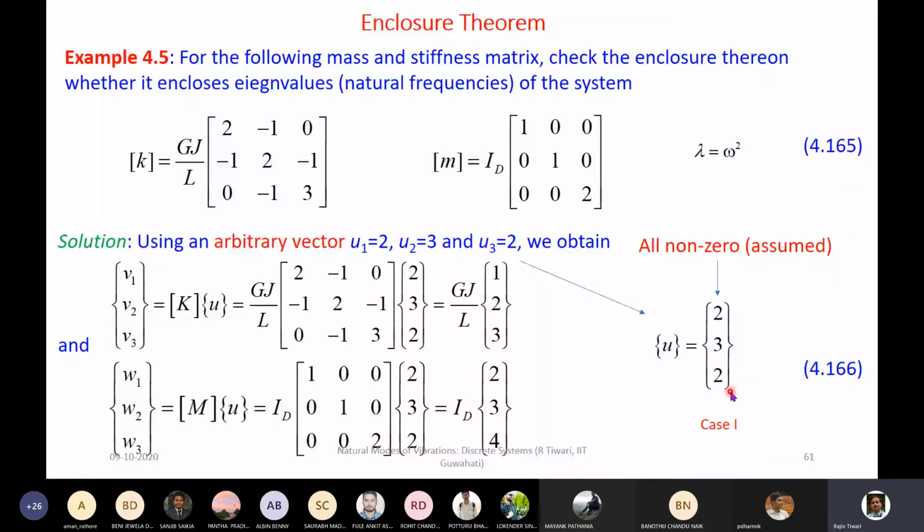So once you have some experience, you can see what U you should choose so that you can find a particular natural frequency. Like when I took all positive, I am able to enclose the first natural frequency.